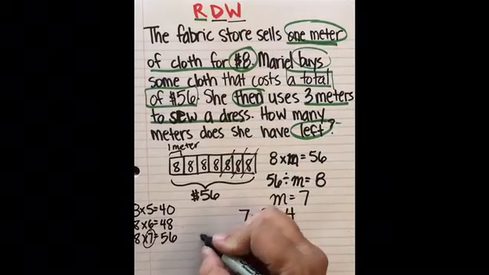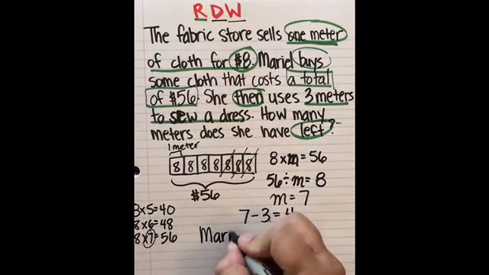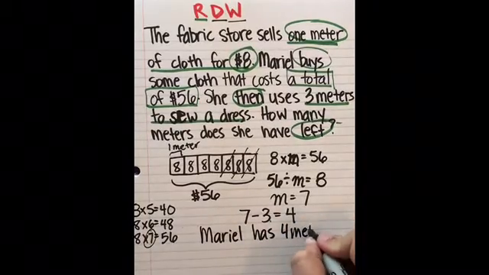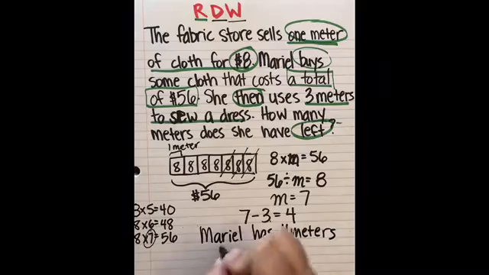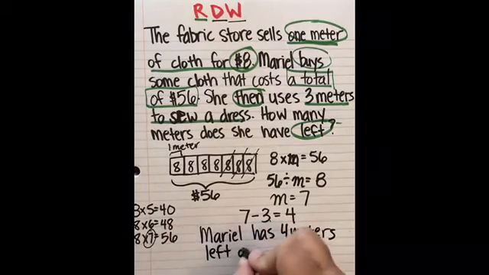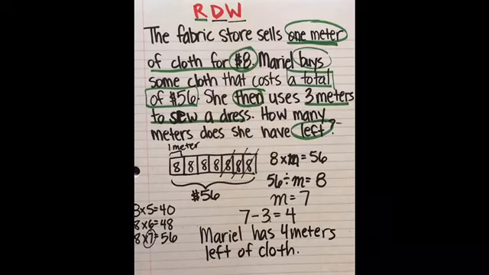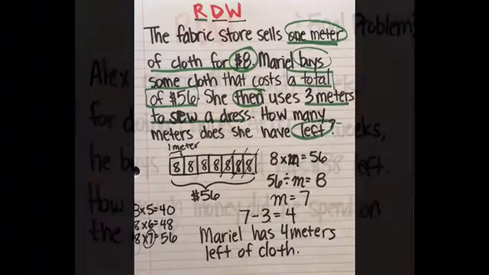So Marielle has 4 meters left of cloth. Go ahead and add that to your notes if you hadn't written it down automatically after your draw step. Okay, now it's time for your final problem.